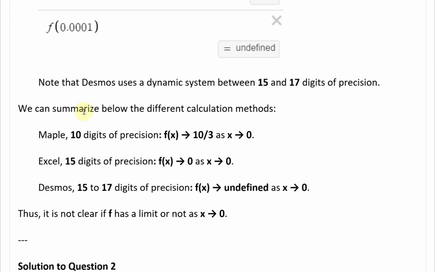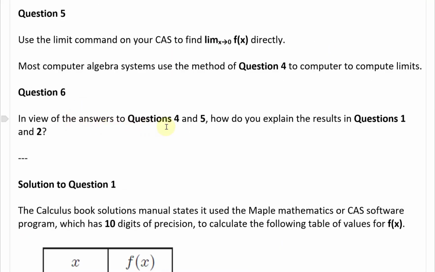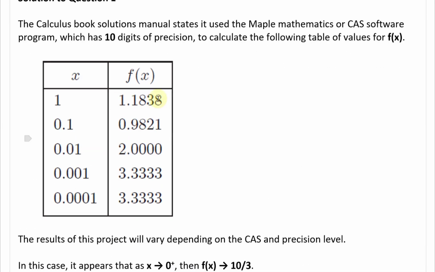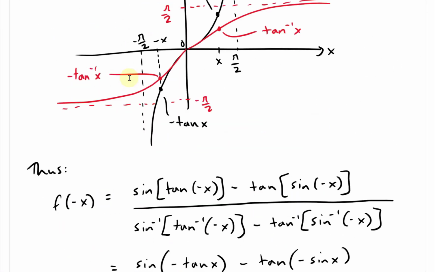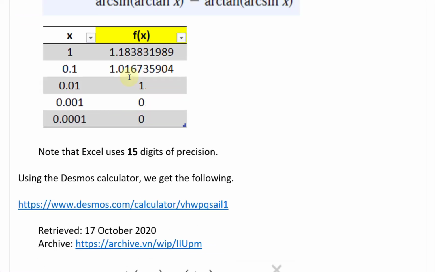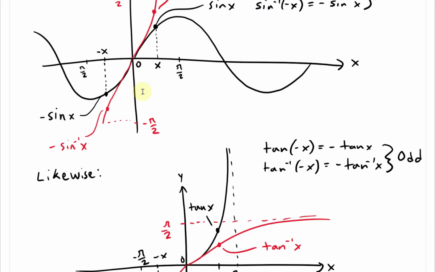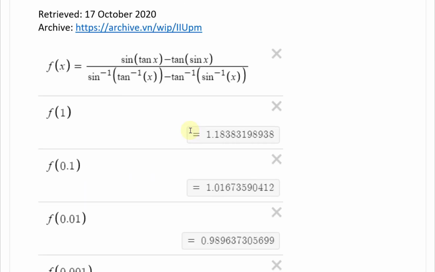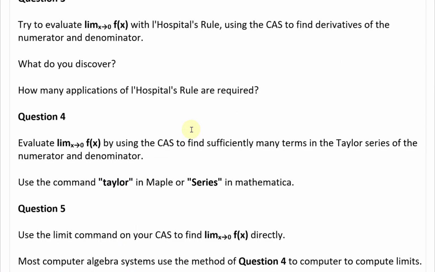Question 6 asks, in view of the answers to questions 4 and 5, how do you explain the results in questions 1 and 2? Remember, questions 1 and 2 had digits of precision of 10 to 15 or 17, and they were giving the wrong answers. So getting 0, we got 10 over 3 on this one. The other one we got undefined. So now it's asking, how do we come to terms with that?